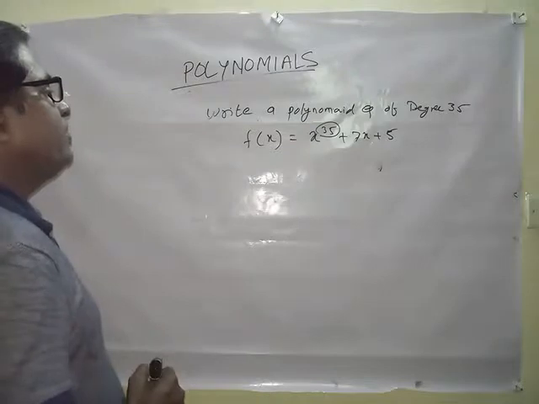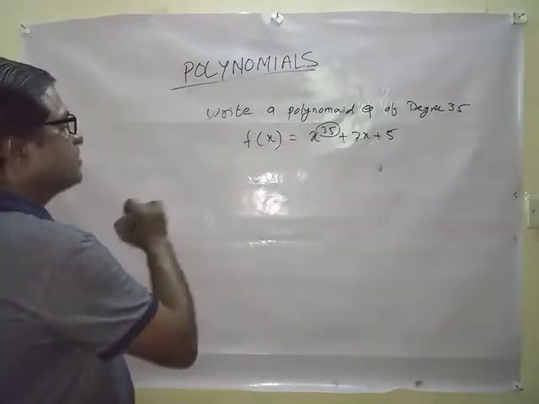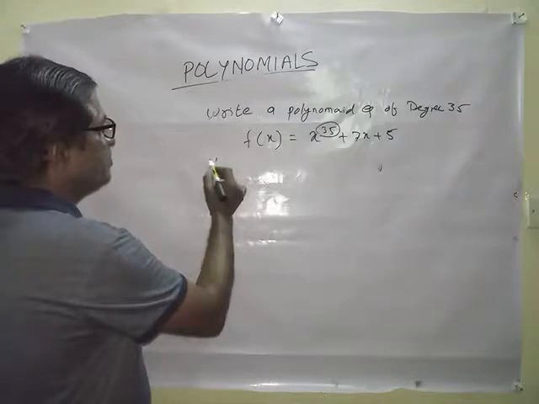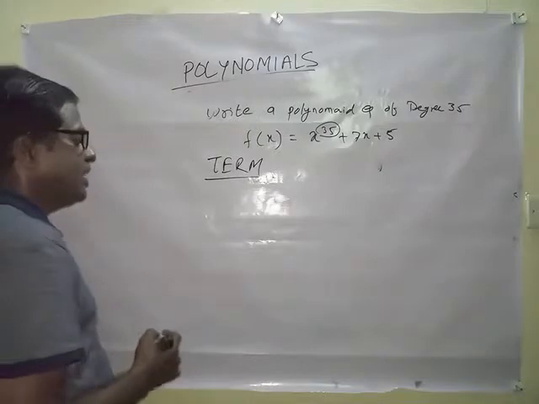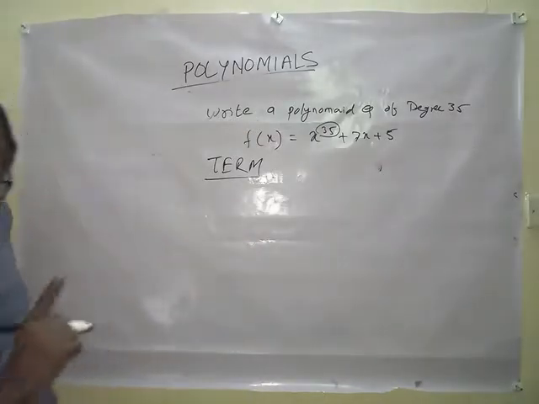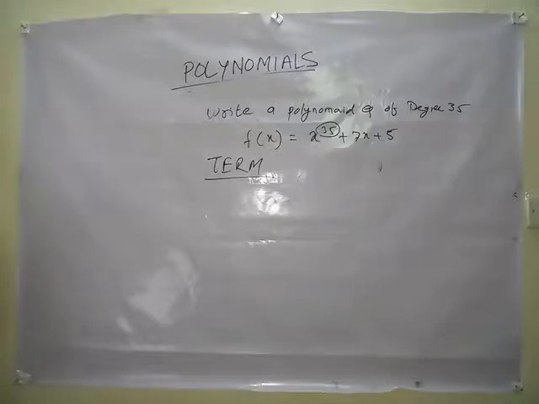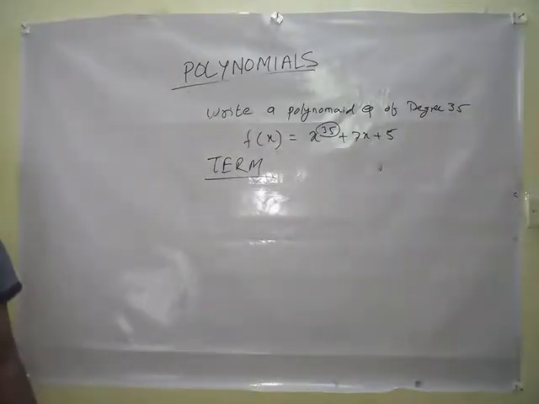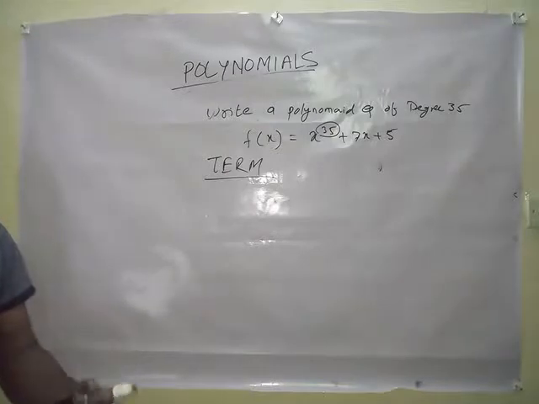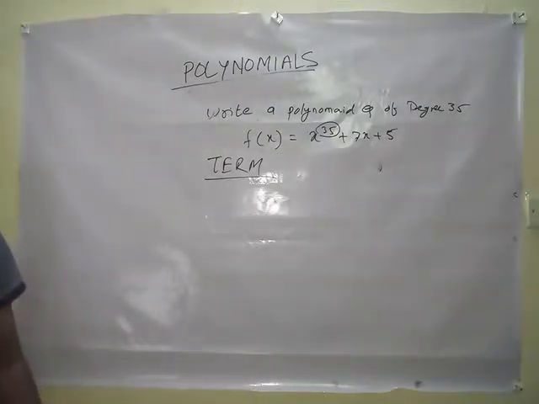Here we have not seen one thing. There are the terms we have seen. In terms, if the term is 1, then it is a monomial equation. If the term is 2, then it is a binomial equation. If the term is 3, that is a trinomial equation, and so on. And if terms are more than 3, then it is called a multinomial equation.